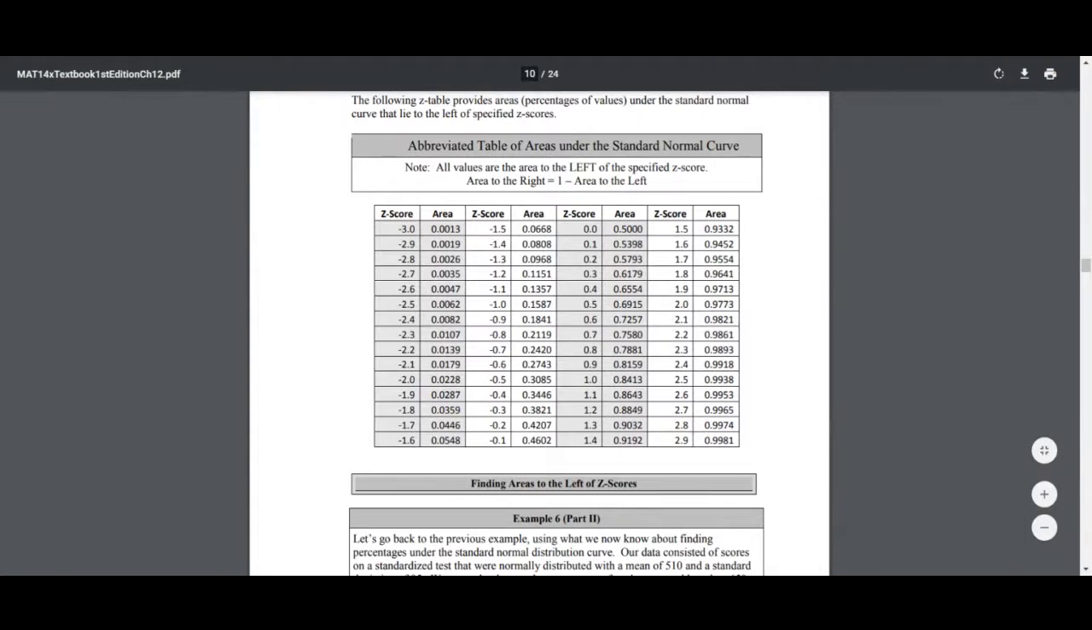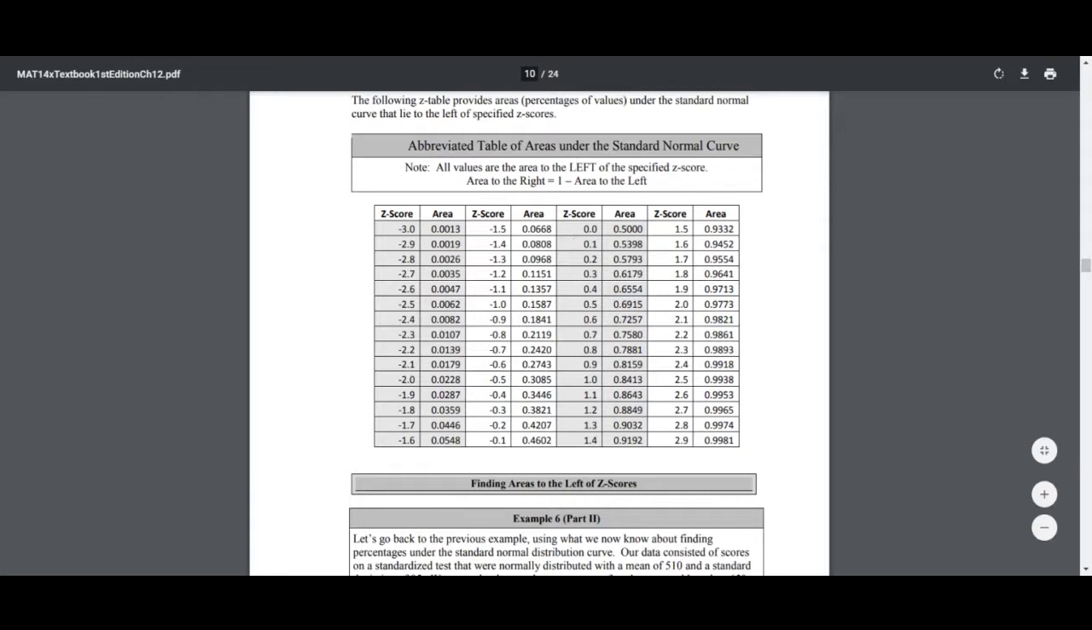Basically, you have z-scores and you have these different areas, which is what we had before, percentages, essentially. And this is all area to the left of the z-score. So this is the area to the left of the z-score -3. This is the area to the left of the z-score -2.9, and so on.